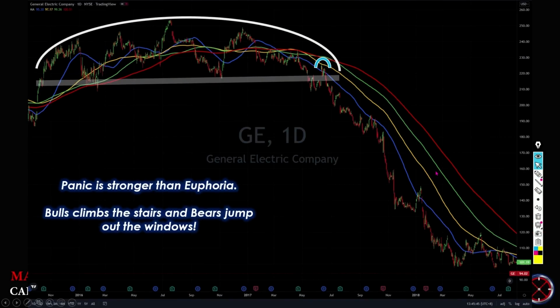because panic is stronger than euphoria. Or you may have what they call bulls climb the stairs and bears jump out of the windows. All right, so same meaning as this, right? Bears jump out of the window, it declines, comes back, retests the 50 moving average, falls down pretty fast, forms a bull trap, then goes down. So I'll mark that in this chart right here.